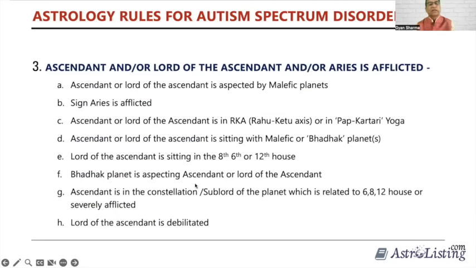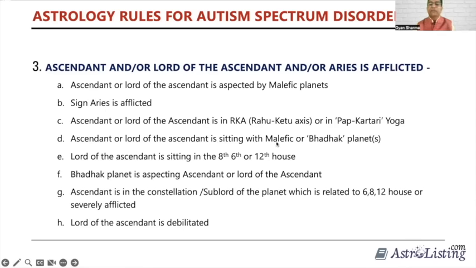Okay. The next slide is about the sub rules for the ascendant. These are rules which are self-explanatory, but I will just go through them one by one. The ascendant or lord of the ascendant is aspected by malefic planets. It should not be. The sign Aries is afflicted. It should not be afflicted. The ascendant and lord of the ascendant is in the RK, Rahu Ketu axis, or in Pap Kartari Yoga. Then it's a negative point.